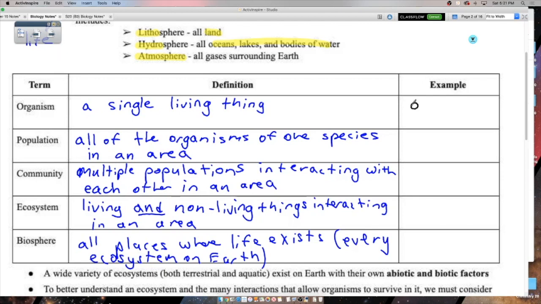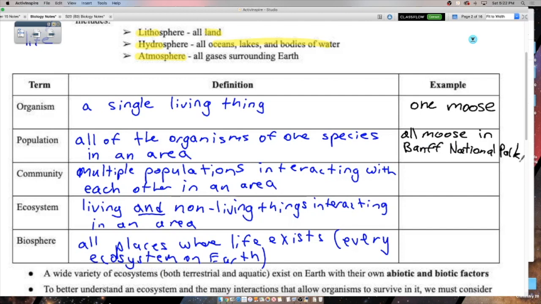So example, one moose. Now, for a population, we have to specify where, right? For example, the population of Fort McMurray is about 90,000, but if we zoom out, we could also say we're part of the population of Alberta. And if we zoom out further, we could say we're part of the population of Canada. Further, we could even say the world, right? So when we say a population, we need to specify where. So let's say all the moose in Banff National Park. How about that?